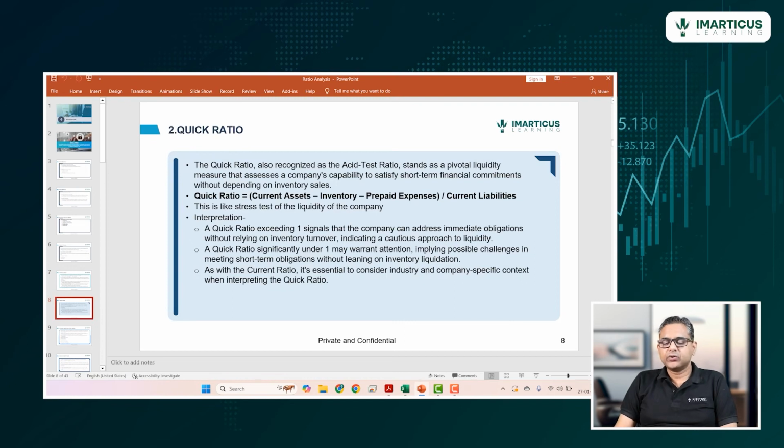Next liquidity ratio is quick ratio. The quick ratio, also recognized as the acid test ratio, stands as a pivotal liquidity measure that assesses a company's capability to satisfy short-term financial commitments without depending on inventory sales, right? So the quick ratio is like a stress test of current ratio. In current ratio, we were using current assets as the numerator, but here in the quick ratio, we are deducting inventory and prepaid expenses from the current assets.